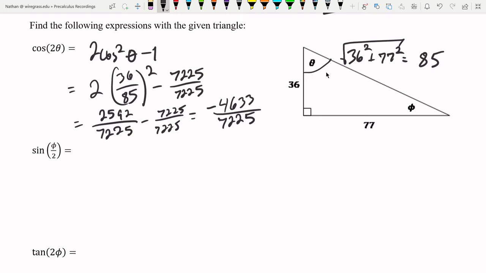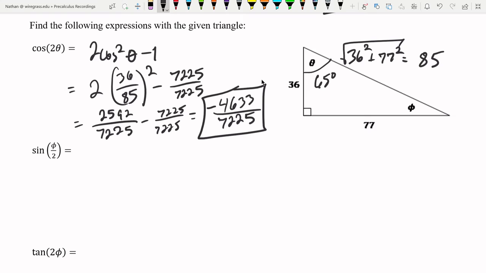If you double theta, this is going to be a bigger angle. It's actually going to end up being, if you plug it in, do the trigonometry, about 65 degrees. And if you double that angle, you're going to have an obtuse angle, which goes into the second quadrant. So cosine in the second quadrant is negative, which is why we got a negative here.